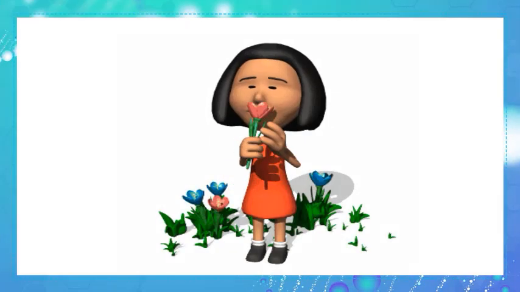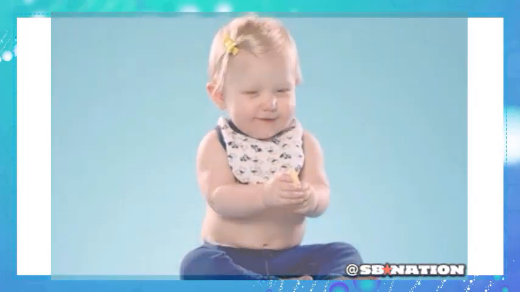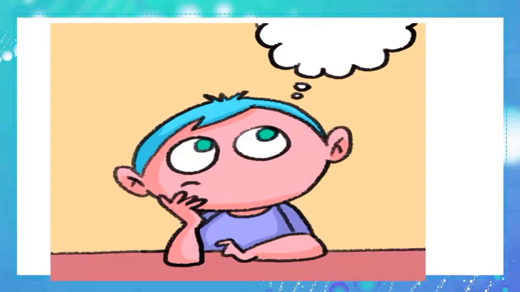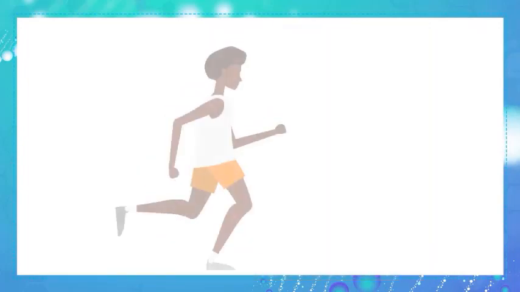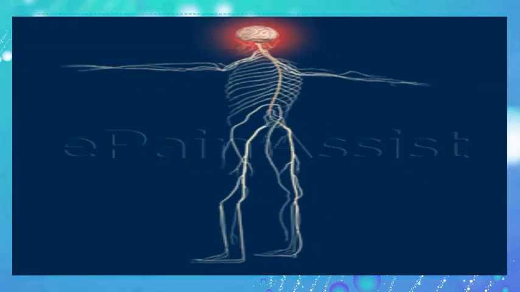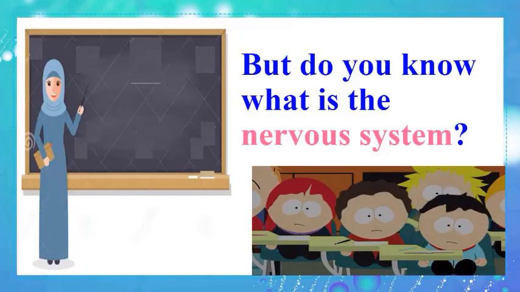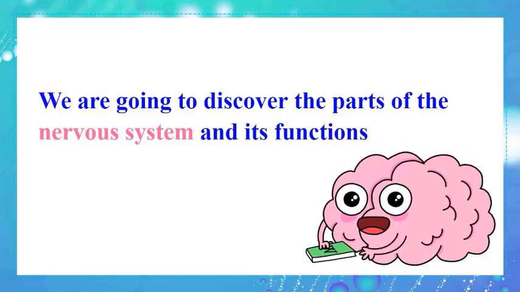Have you ever thought, how can we recognize the smell of a flower? The sour taste of lemon? How can we think or remember, or even what controls our body movement? Well, these are some of the functions of the nervous system. But do you know what the nervous system is? In this lesson, we are going to discover the parts of the nervous system and its functions.